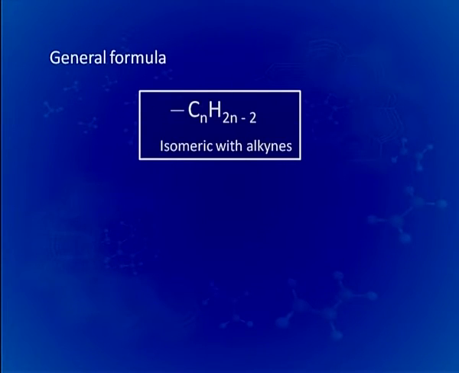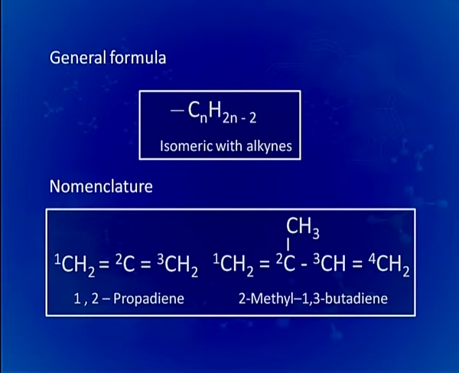The general formula of the dienes is the same as that of alkynes, that is CnH2n-2. Here we can see the example of 1,2-propadiene, which has two double bonds at adjacent positions. Another example: here double bonds are separated by one single bond.